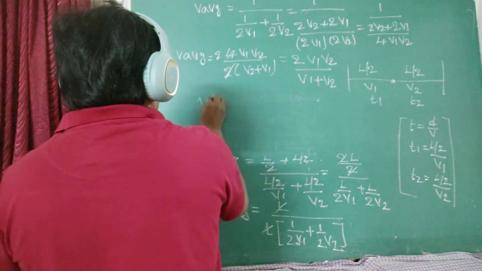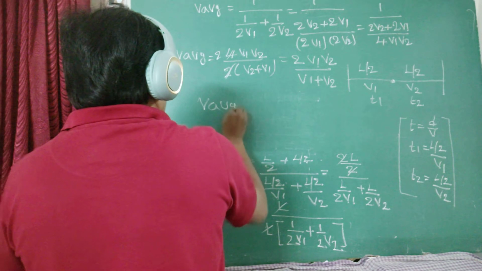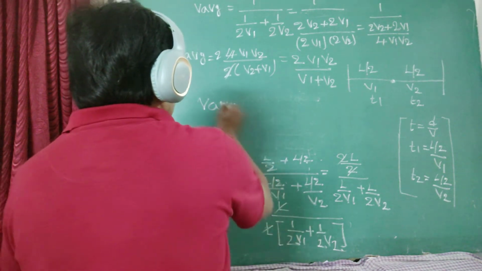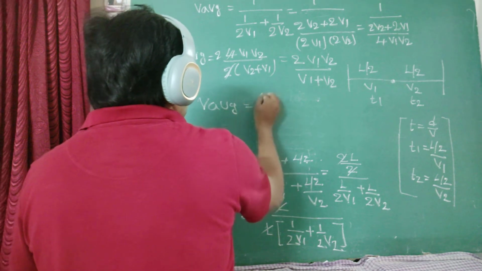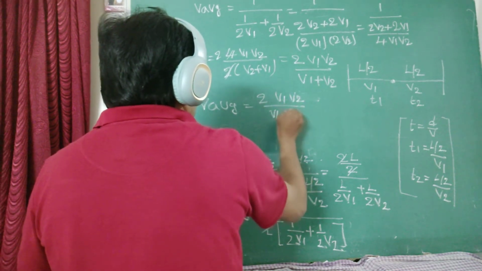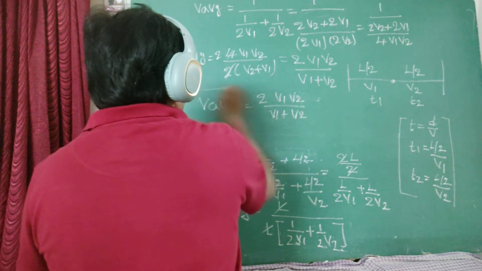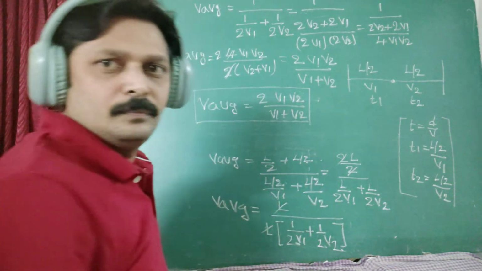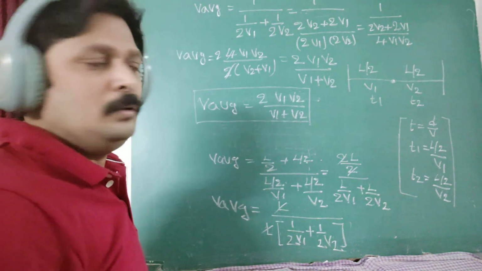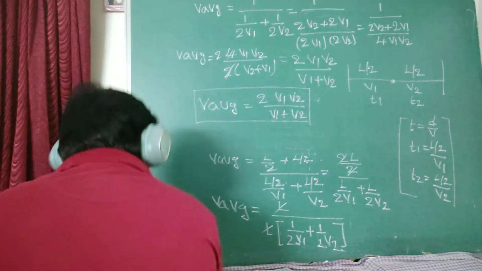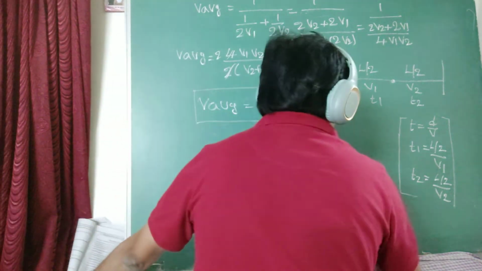If the body travels half of the distance with velocity V1 and half with V2, then the average speed equals 2V1V2 by V1 plus V2. That is the way to obtain the value for the given statement. Okay, next one.